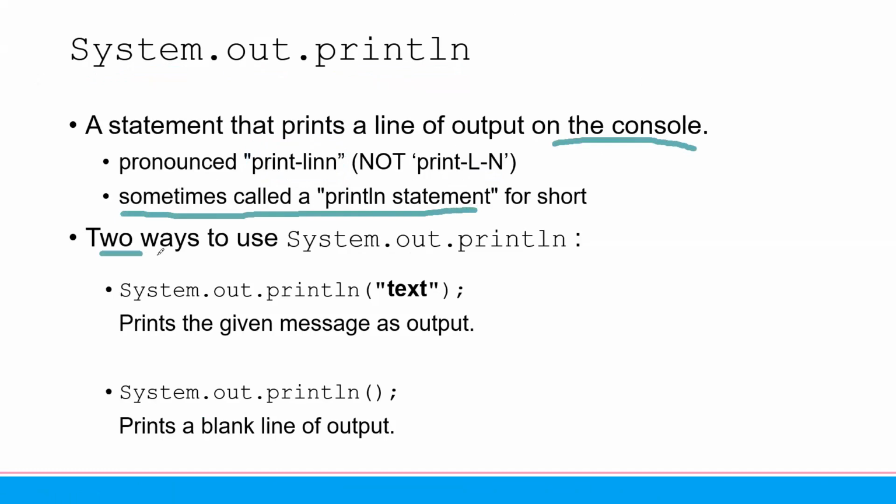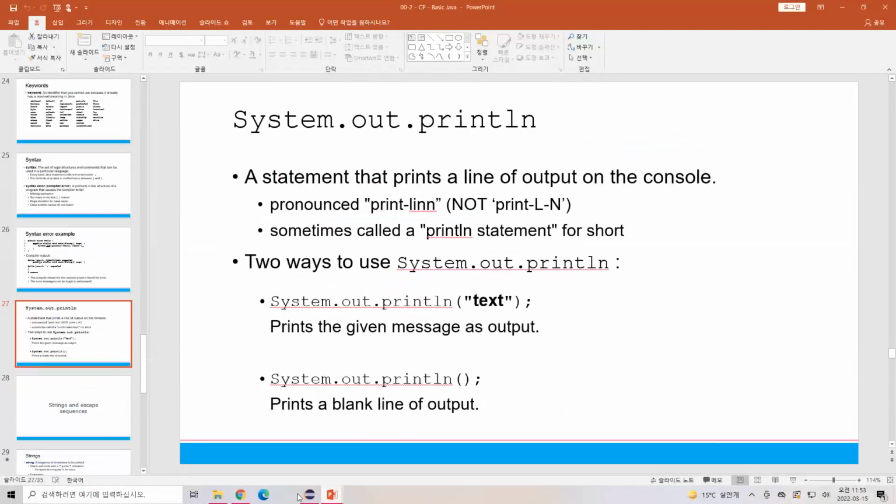There are two ways to use the system.out.println. The first is we can put any text here. So if there is any text in between the double quotes, then you will print this text into the console. But if there is no text inside of this parenthesis, you will print a blank line of output. It depends on what you want to print.